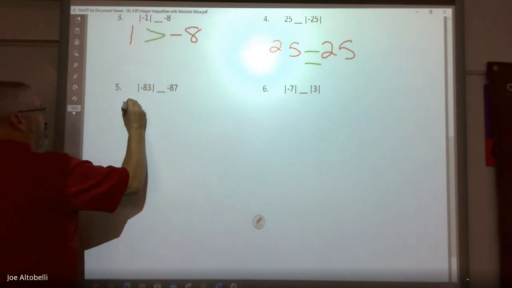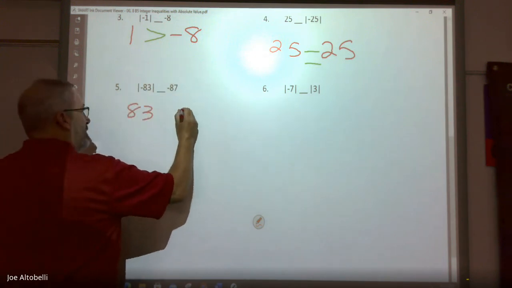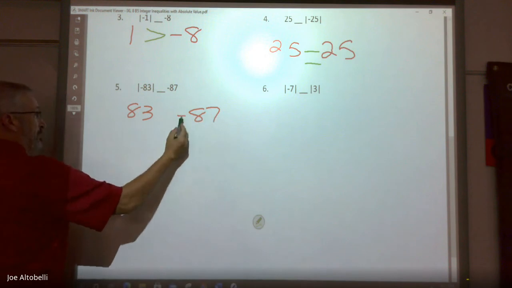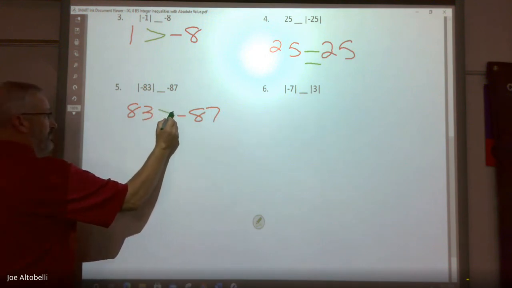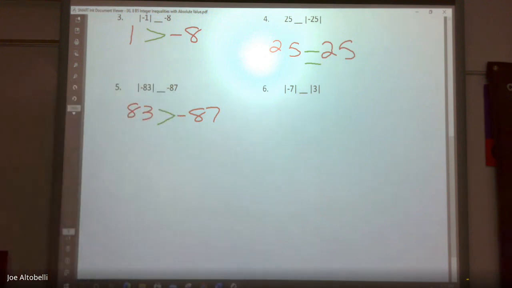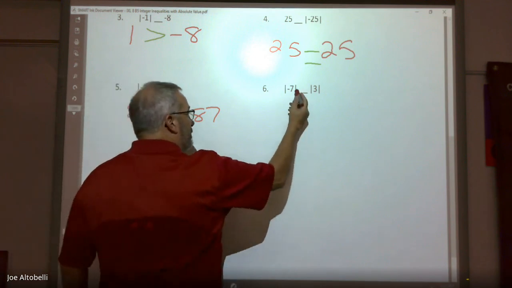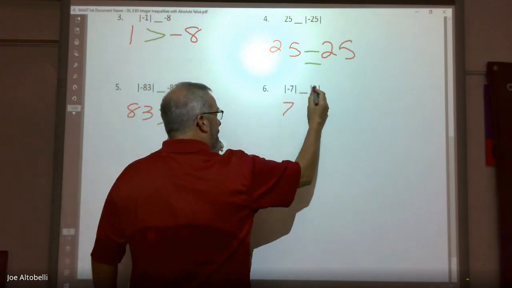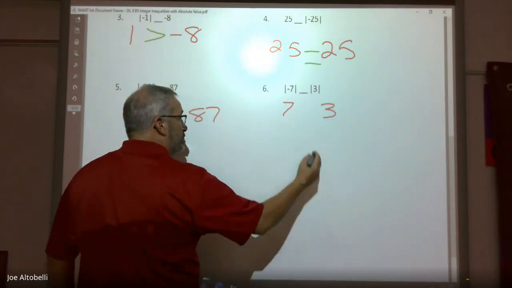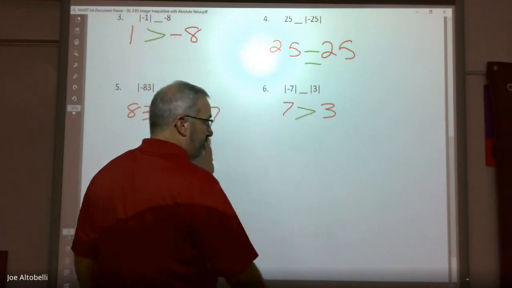Absolute value of a negative 83 is 83. And then we have negative 87. I got to recalibrate here. And the negative 87 is the smaller one, so we have less than. That just feels really funny. And then number 6. Absolute value of a negative 7 is 7. And absolute value of 3 is 3. The 3 is the smaller, so it's going to point at the 3.